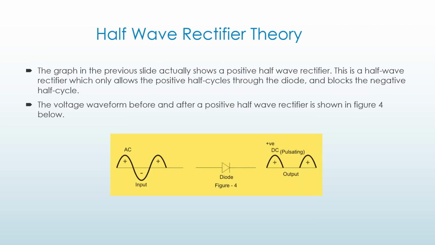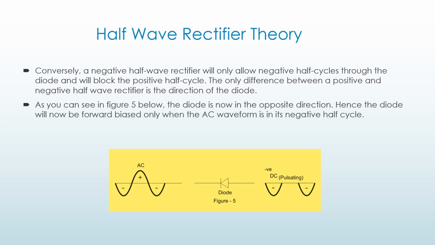The graph in the previous slide actually shows a positive half wave rectifier. This is a half wave rectifier which only allows the positive half cycles through the diode and blocks the negative half cycle. The voltage waveform before and after a positive half wave rectifier is shown in figure 4 below.